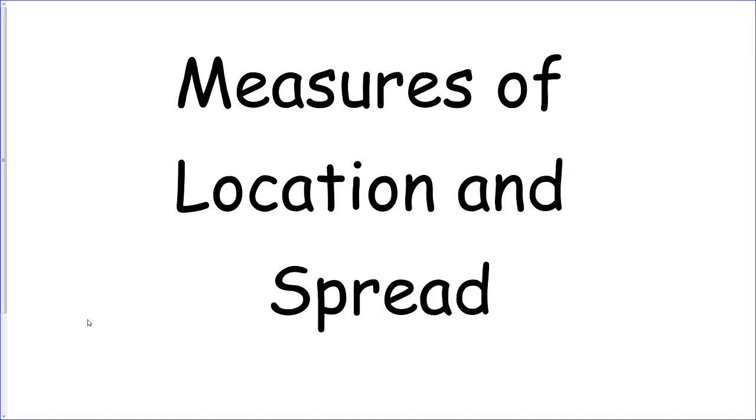Okay, we're going to be having a look at Chapter 2 in the Year 1 Stats book. This is on measures of location and spread, and a lot of this you'll have met at GCSE, but there are a couple of really important differences.